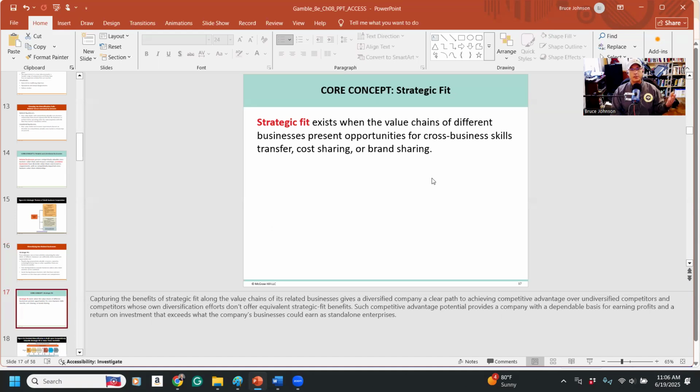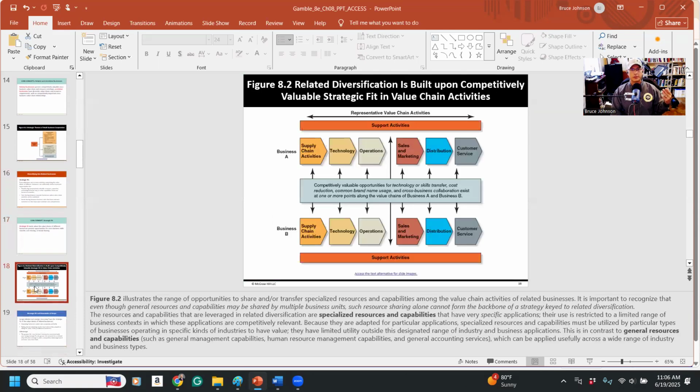Strategic fit, this is just the definition. Strategic fit exists when the value chains of different businesses present opportunities for cross-business skills transfer, cost sharing, or brand sharing. So we want to try to have a strategic fit. And here they just go through the value chain. They go through and say, okay, in these categories between firm A and firm B, do we have something that both companies are good at together? Or maybe you have a sales and marketing team in the firm you're acquiring that is way more successful than yours, and you both have a product leadership strategy. So let that team of sales and marketing people come into the parent company and say, hey, help us out here. We think this would work well together to have you guys lead this since you've been so successful in the past. So it's a melding and a meshing when you're creating that strategic fit.